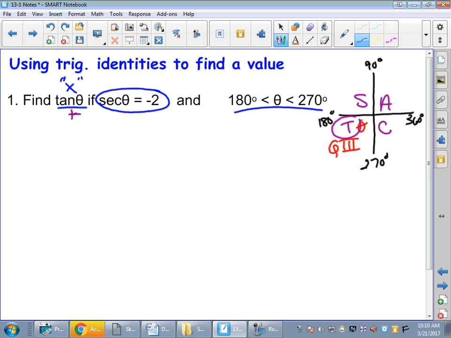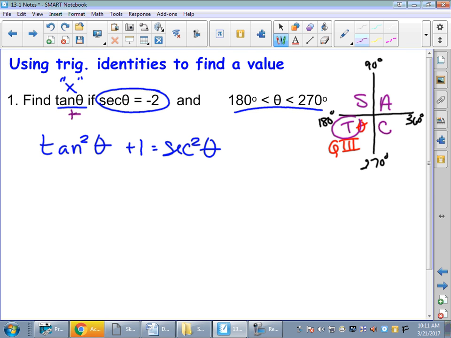Now we have to use our trig identities as a formula. We first look for a formula that involves tangent and secant. I look at the quotient identities, and tangent and secant aren't there. I look at the reciprocal identities, and tangent and secant are not there. But when I look at the Pythagorean identities, I see a formula I can use. So that's what I want you to write down. The very first thing I'm going to do is write down that formula: tangent squared theta plus 1 is equal to secant squared theta.